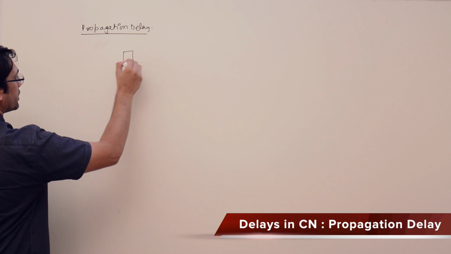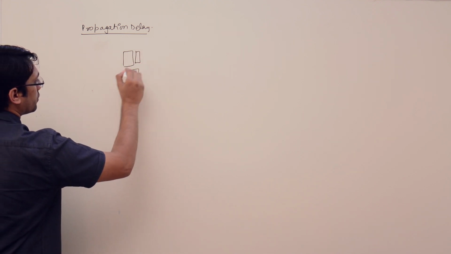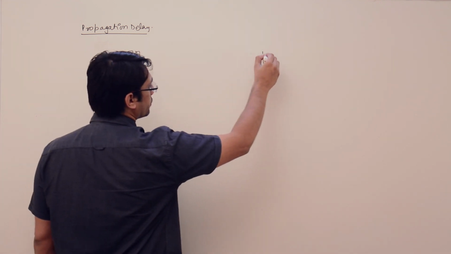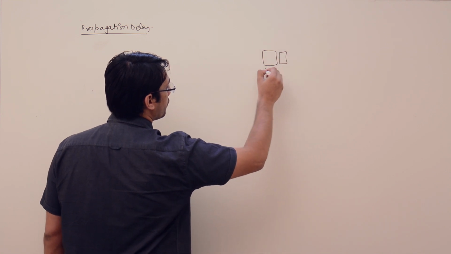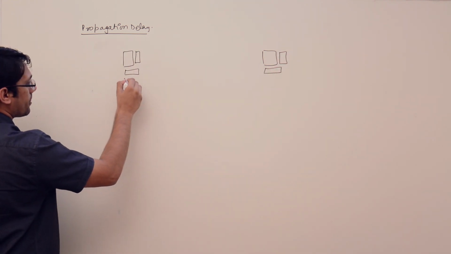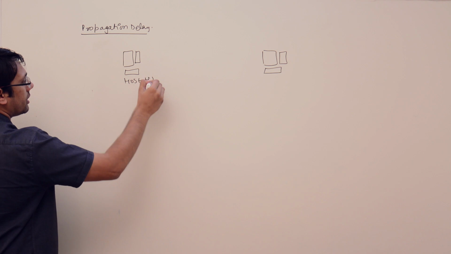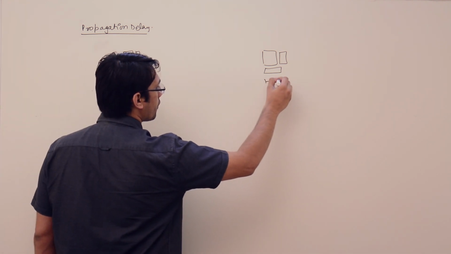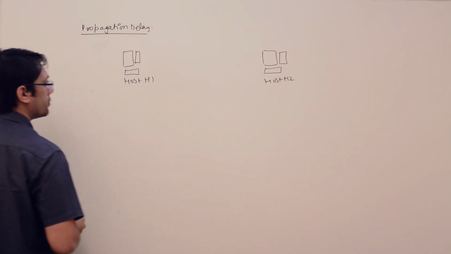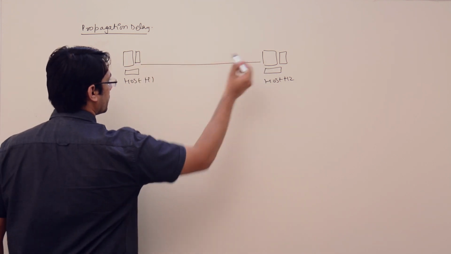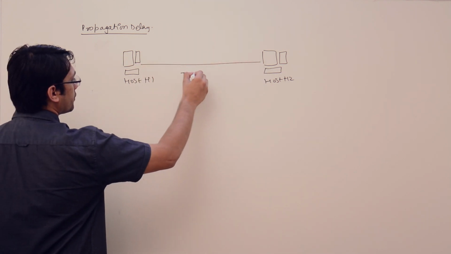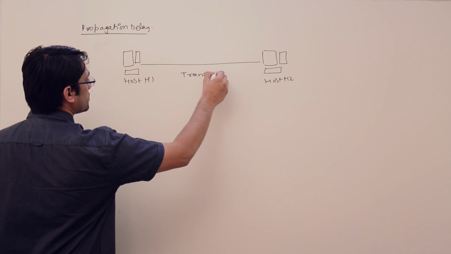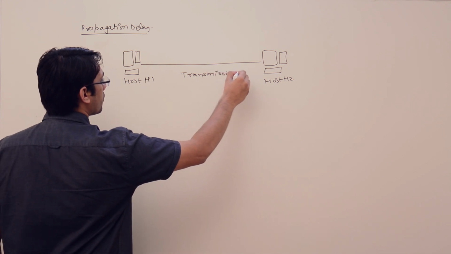Assume this is the host H1 and this is the host H2. And they have a transmission media between them. This is the transmission media.